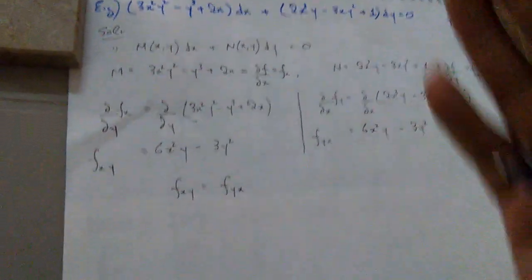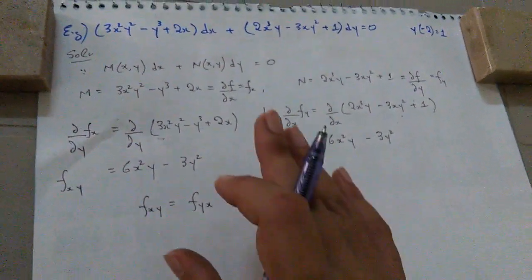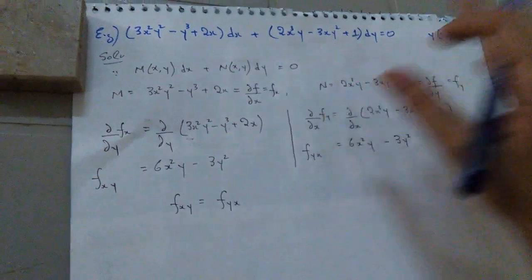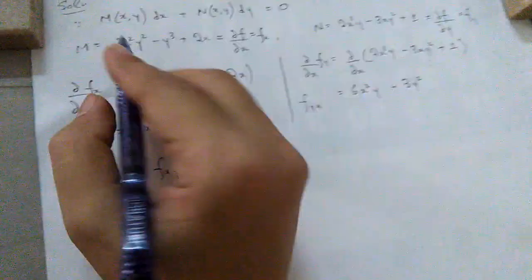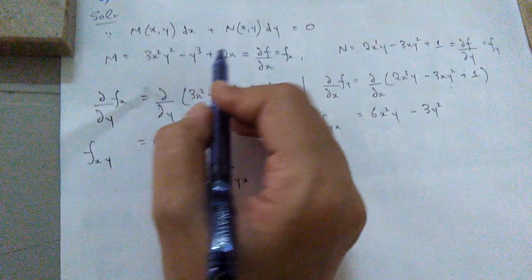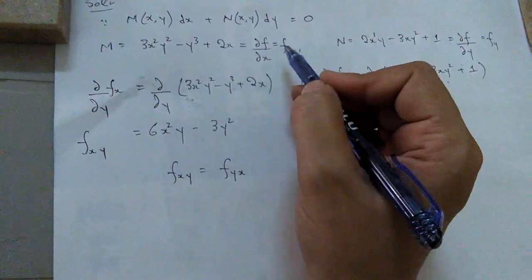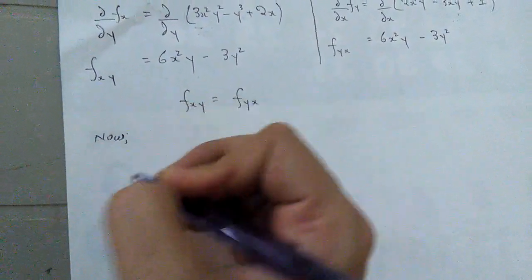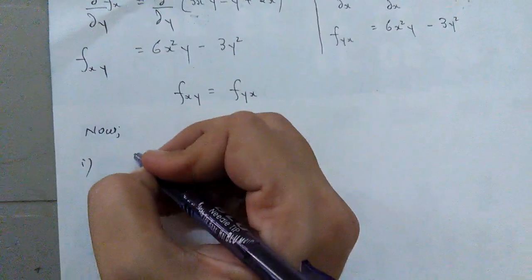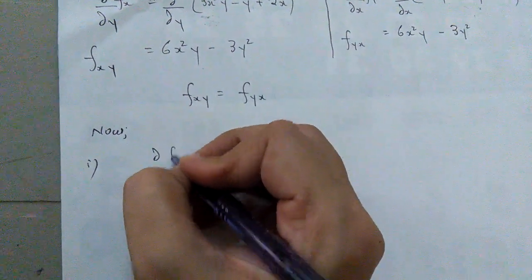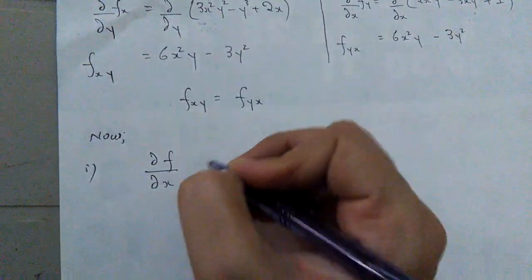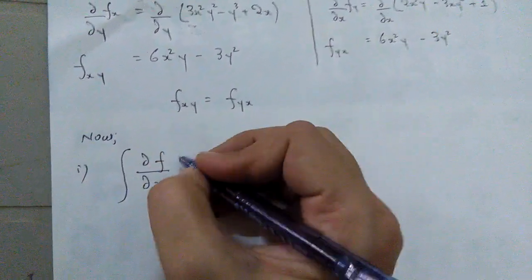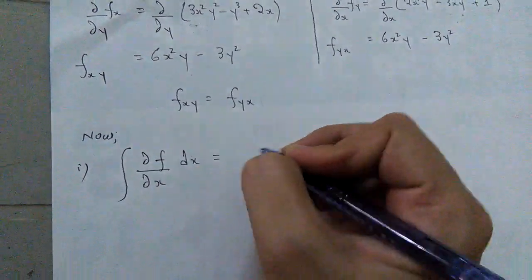This thing confirms that this is an exact differential equation. Once this is confirmed, we are going to find the solution of this exact differential equation. We are going to follow all those 3 steps one by one. We know that this is our m, so we are going to integrate m with respect to our x. Okay, so now let's apply the steps. Step number 1.